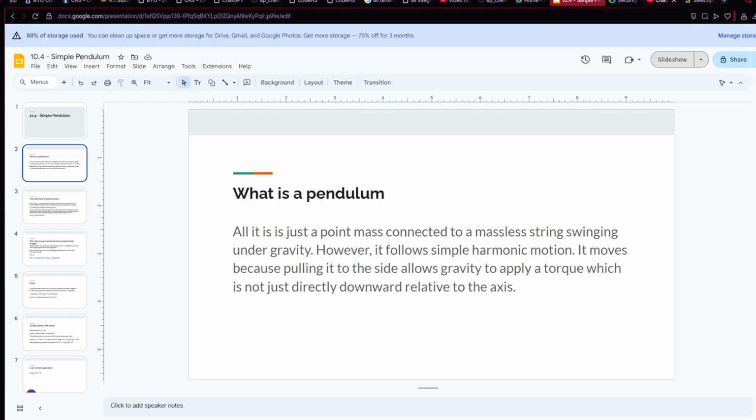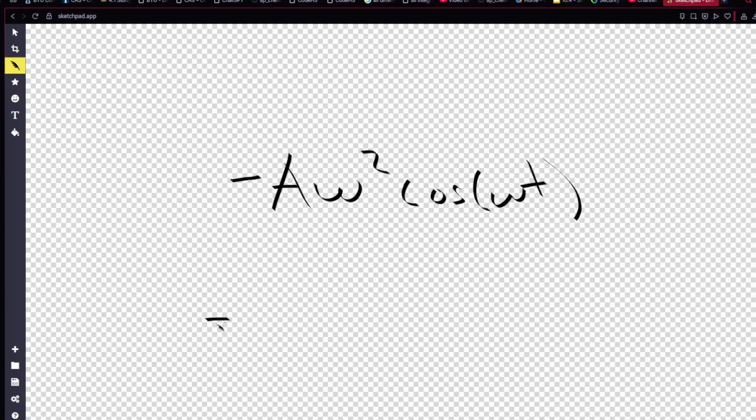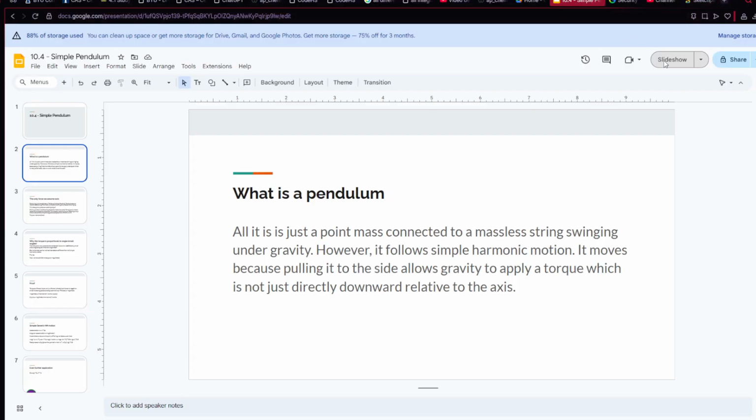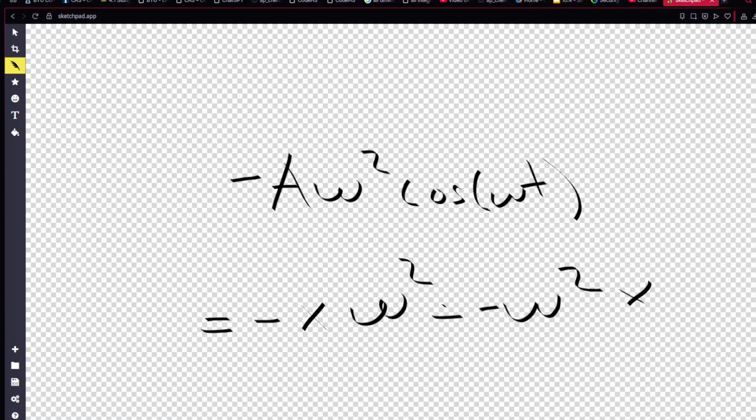We've learned before that simple harmonic motion is negative Aω² cos(ωt), or it takes the form negative ω² times the position, or negative ω²x. The interesting thing about that is I can derive it for you, but I've already done so in chapter 10.2, so I'm not going to do so. But essentially, everything with a period follows this form. So it would be the squared angular velocity times the position, and a negative, just because this will always act opposite to the displacement.